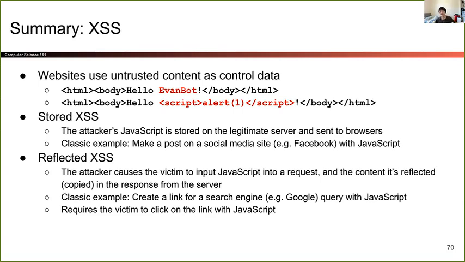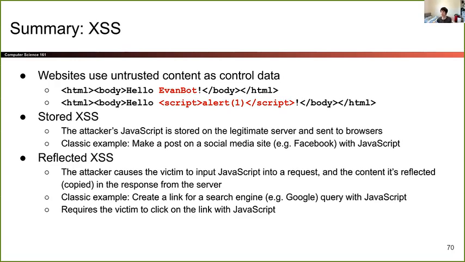But just to summarize, for XSS, the overall vulnerability is that websites will sometimes use untrusted content as control data. So for something like "Hello Evan bot," the browser receives this and just displays it normally. But if the browser receives "hello <script>alert(1)</script>," the browser is going to treat this as code that it should run, and maybe this code is malicious and causes the browser to send secret data to the attacker or do malicious actions for the server with the origin of the client or of the website. The two classes are stored XSS and reflected XSS.